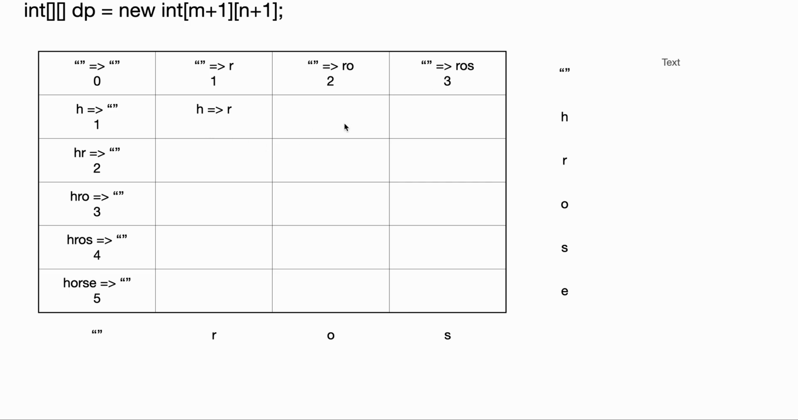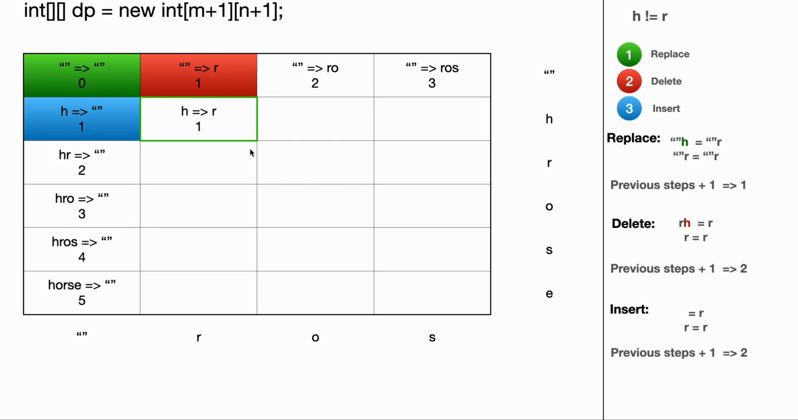Next, we will iterate through this dp array using nested loops. For this column, h is not equal to r, so we have to consider these three previous states. We take the minimum of these three operations and add 1 to it and assign it to the result. These three states represent the minimum operations of the previous substring without considering the current characters.